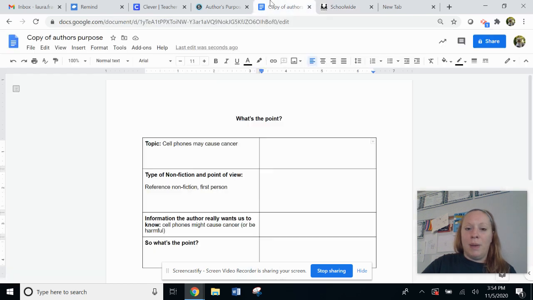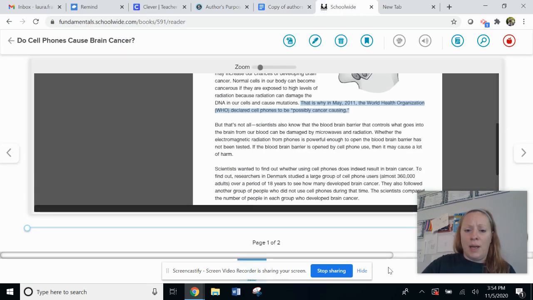So I'm going to paraphrase this statement. Who declared cell phones as possibly cancer causing? And if you are justifying your answer, you really should have more than one piece of evidence to prove that you're right, because they might have talked about this once in the essay and never talked about it again. And that doesn't mean that it's mostly about that.